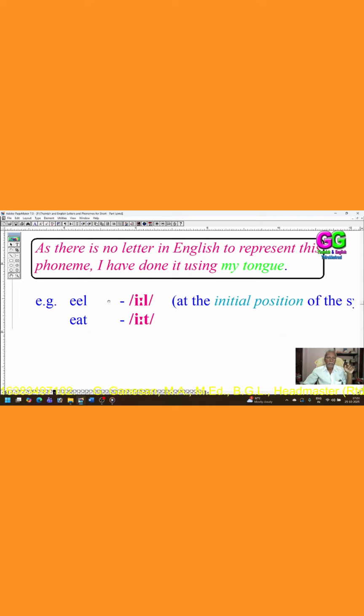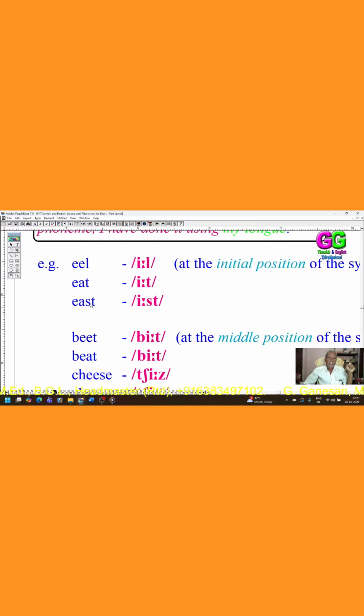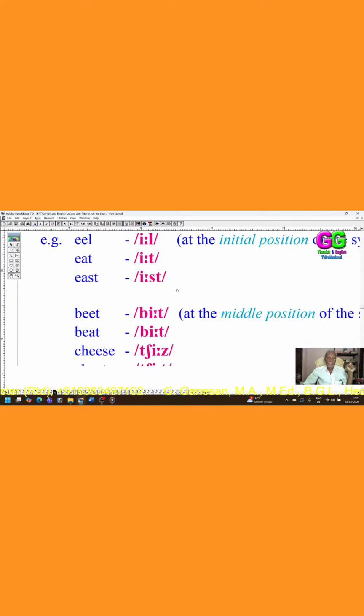Examples, at the initial position of the syllable: E E L, eel; E A T, eat; E A S T, east.